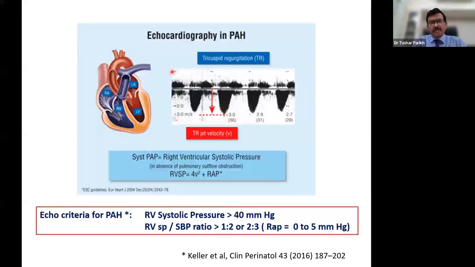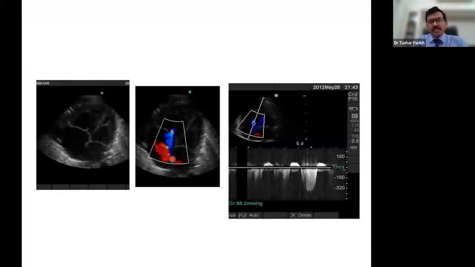So this is the graphic depiction of the Bernoulli equation, that the tricuspid regurgitation velocity is important in order to put into this equation, and this will give the estimated right ventricular systolic pressure. So this gradient of 56 is the gradient across the tricuspid valve. Now when you want to find out the pressure in the right ventricle, then we have to add the pressure of the right atrium. So 56 is the gradient.